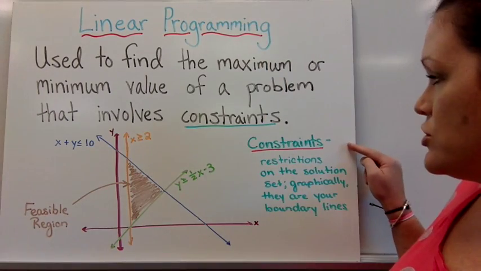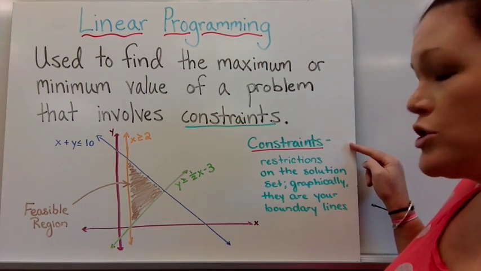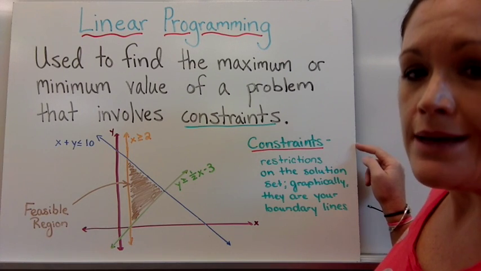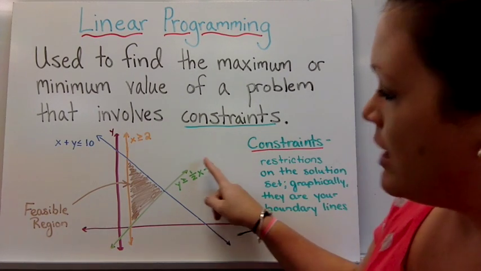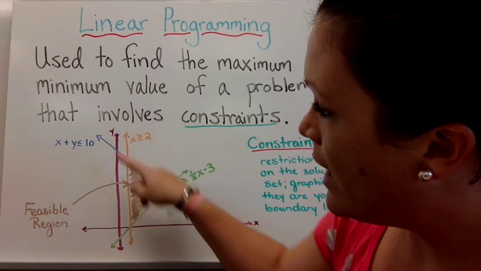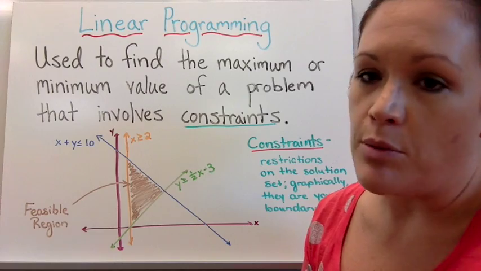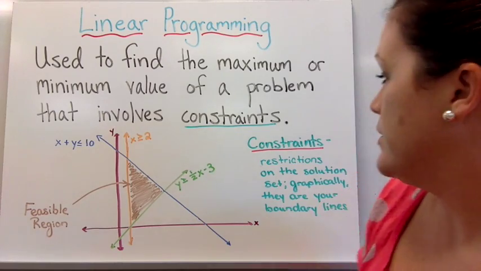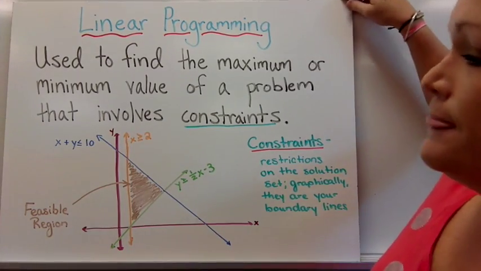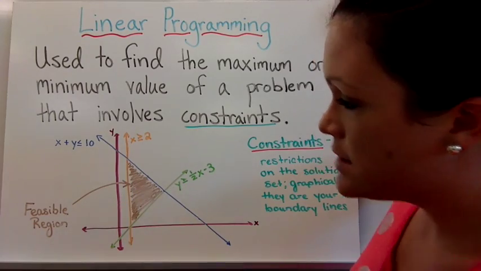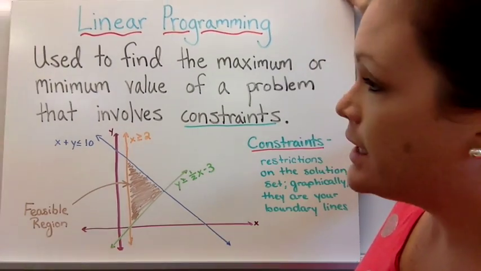The definition of constraints would be something like restrictions on the solution set. So graphically, they are our boundary lines. These are where if we go outside of these lines, then our answer would not even make sense with the problem. So those solutions are just not necessary. So we have constraints. And then the feasible region is just the area where your graph comes together with the shading.